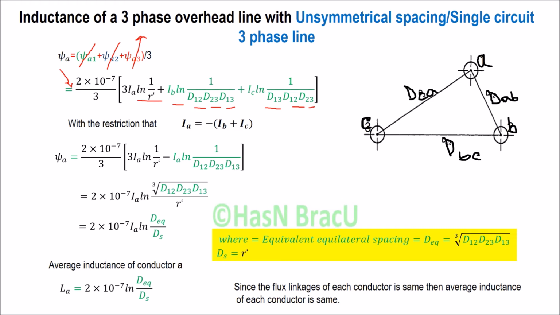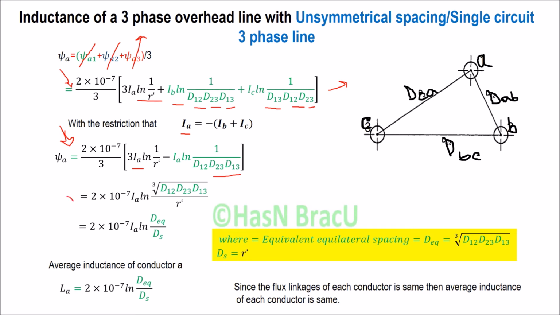Again, IA is equal to minus IB plus IC, or we can say IB plus IC is equal to minus IA. So we can replace IB plus IC in this equation with minus IA, and after replacing, we get the equation of flux linkages like this. Psi equal to 2 into 10 to the power minus 7 divided by 3 IA ln of 1 divided by R prime minus IA ln of 1 divided by the cube root of D12, D23, D13.